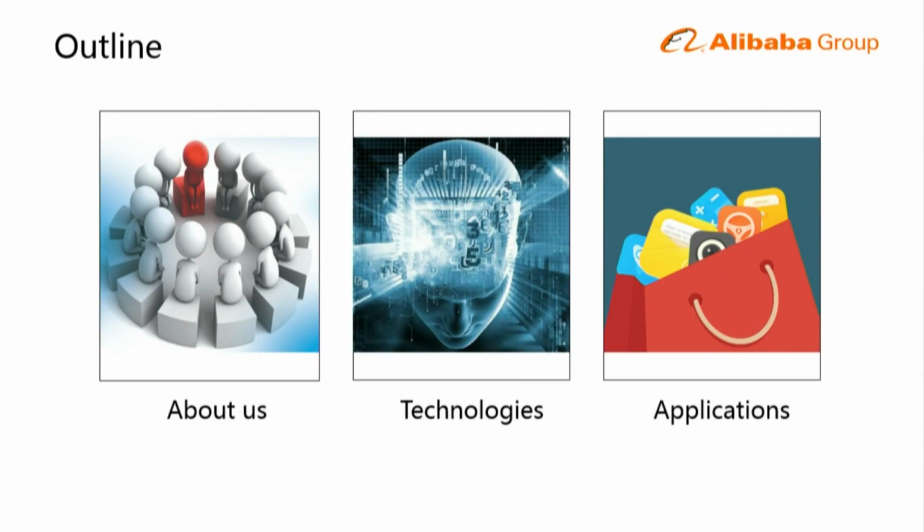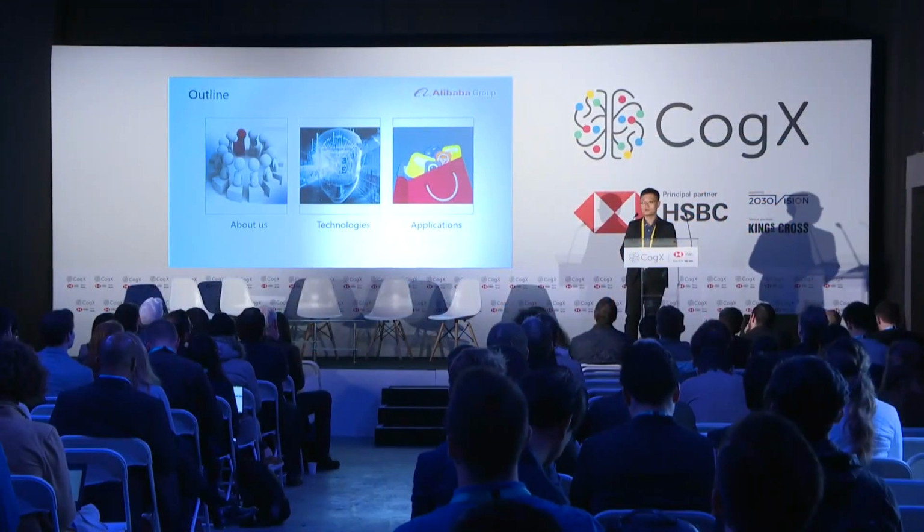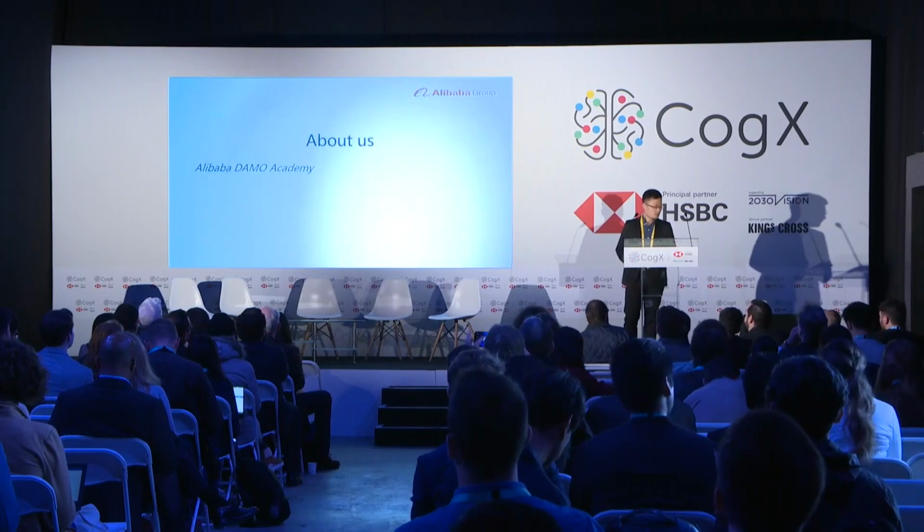So the outline of my presentation is given as follows, 3 parts. First of all, I'll briefly introduce about us. And then I will illustrate the technologies related to large-scale image search and recognition. And the third part is how we utilize the technologies into real business applications within Alibaba and also on Alibaba Cloud.